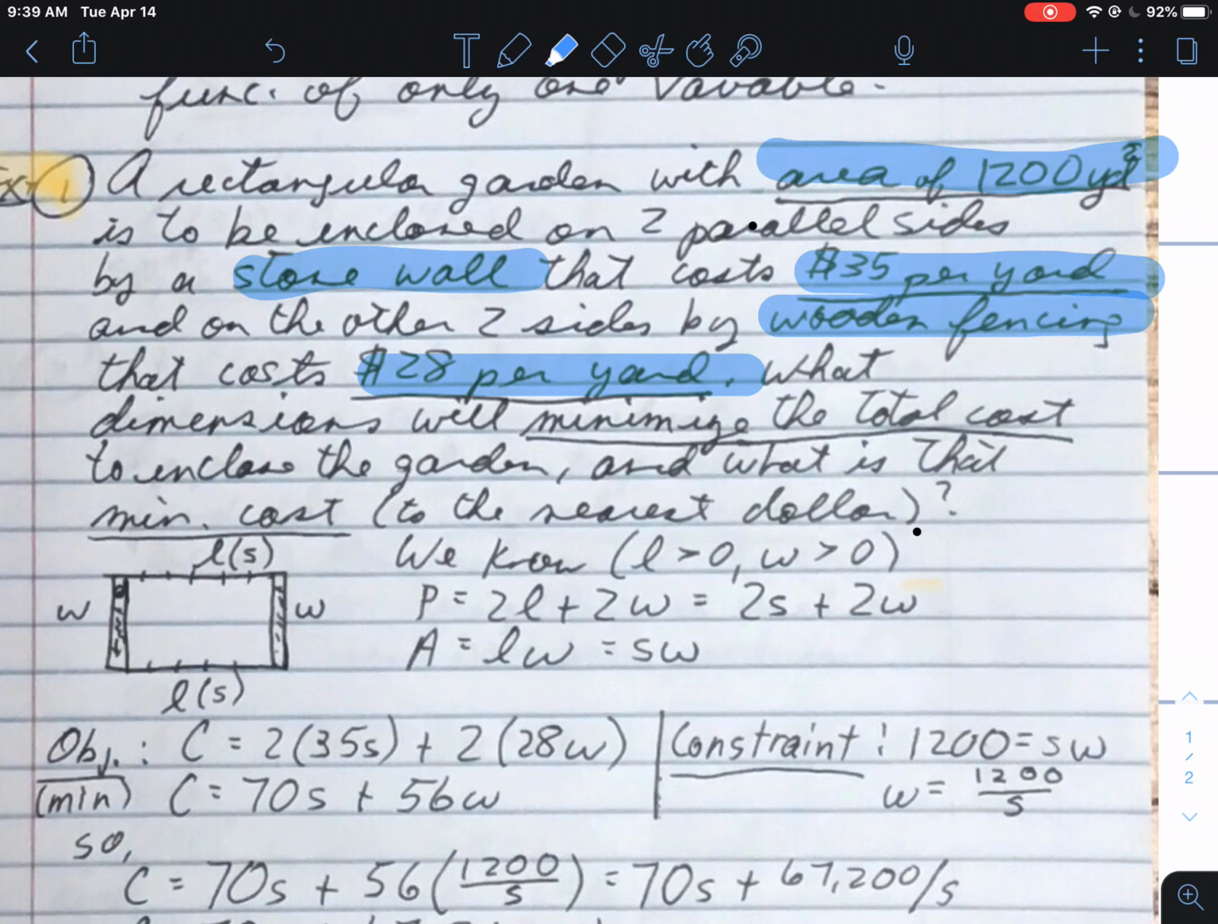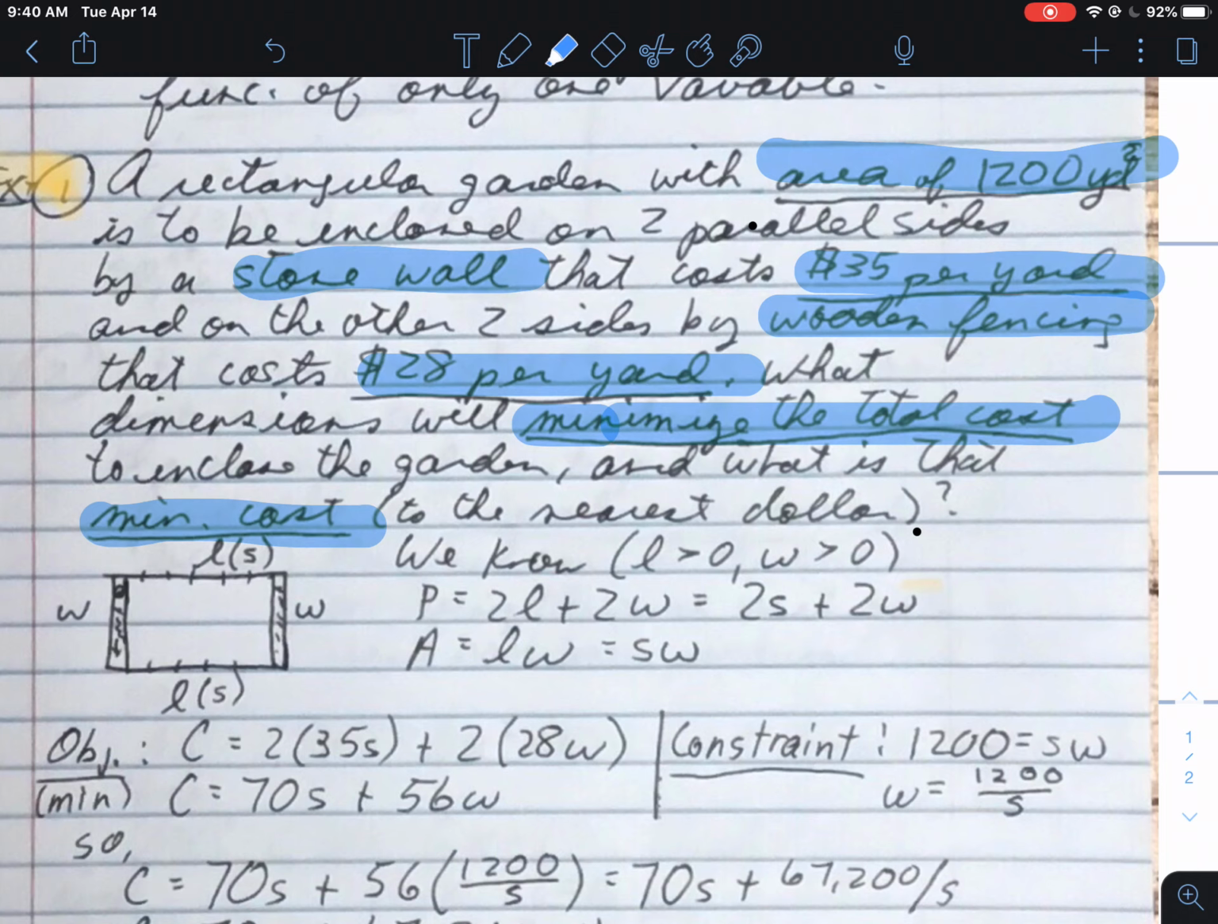First, what are the dimensions that would give us the minimum total cost? So we want to construct our enclosure for the minimum amount of cost. And then what is that minimum cost? Of course, initially, I want to know what my dimensions would need to be so that my cost is at a minimum. And then what is the minimum cost for actually constructing the enclosure?